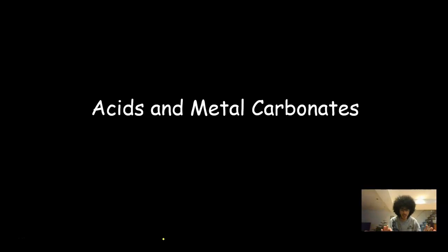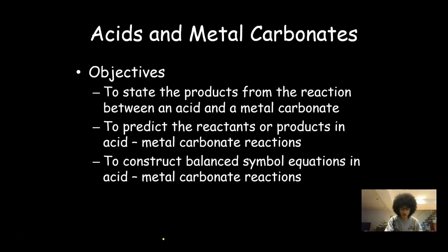This is a really quick video about acids and metal carbonates. The content here is actually very similar to what I went through in a previous video on acids and metals. So if you understood the key parts of that, hopefully this will be relatively straightforward. The objectives for today are as follows. It's to state the products from the reaction between an acid and a metal carbonate, to predict the reactants or products in an acid metal carbonate reaction, and also to construct balanced symbol equations in acid metal carbonate reactions. And it's probably this final bit which many of you may find the hardest thing to do.